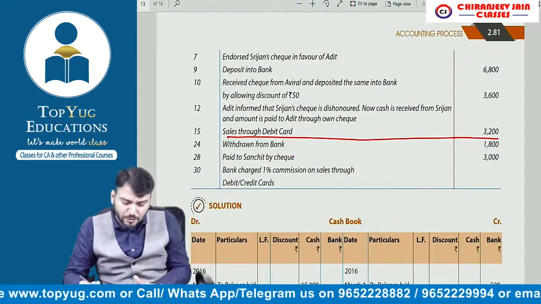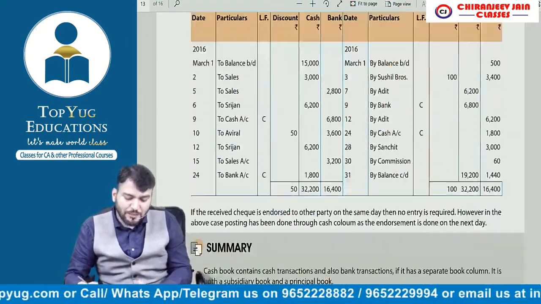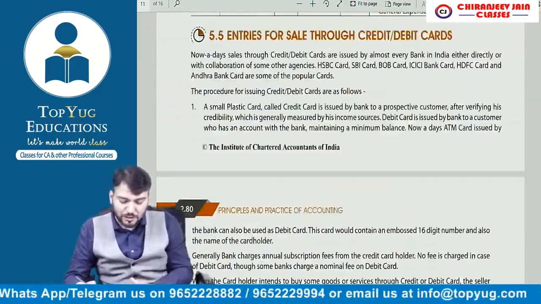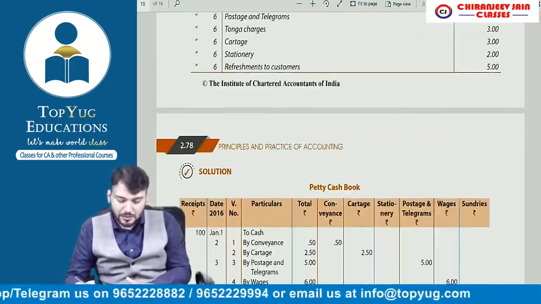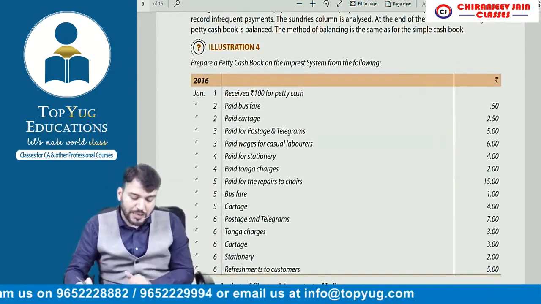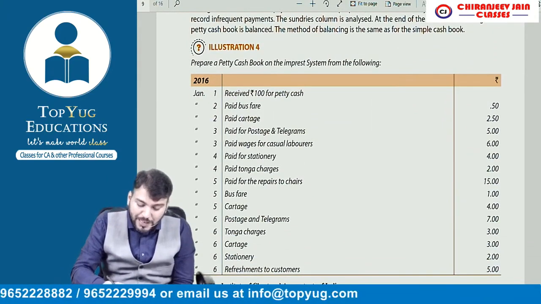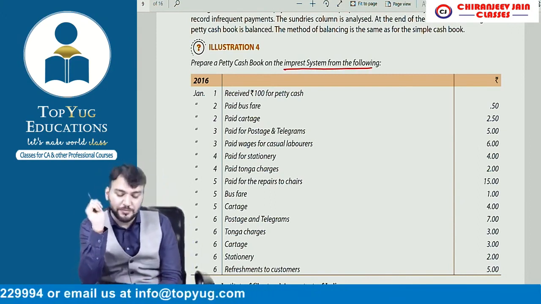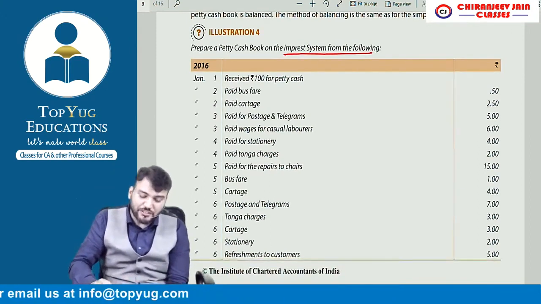Let me explain one question, and you can do the rest by your own. Correct? Understood? So what have they given? Prepare petty cash book under imprest system from the following. Now they have given many transactions.